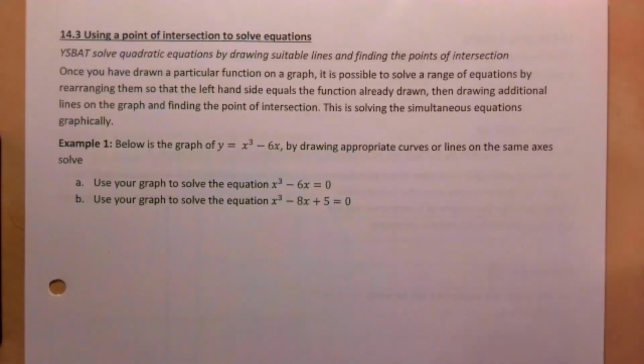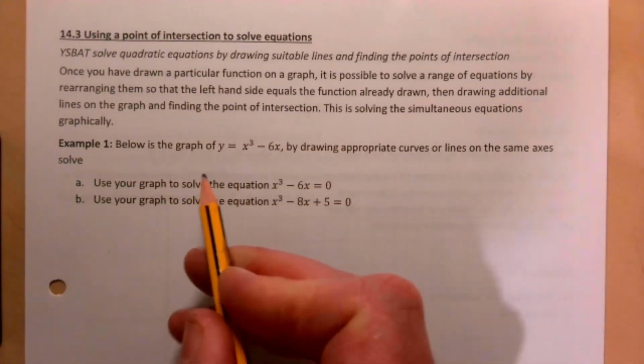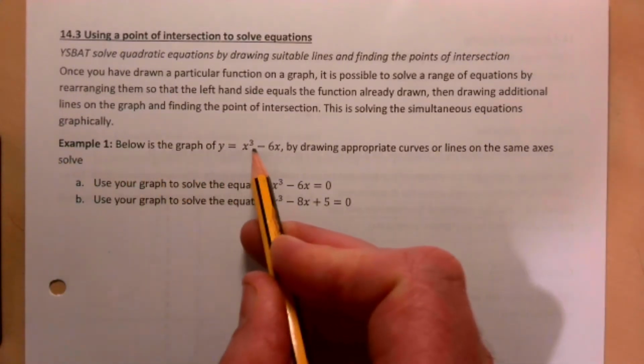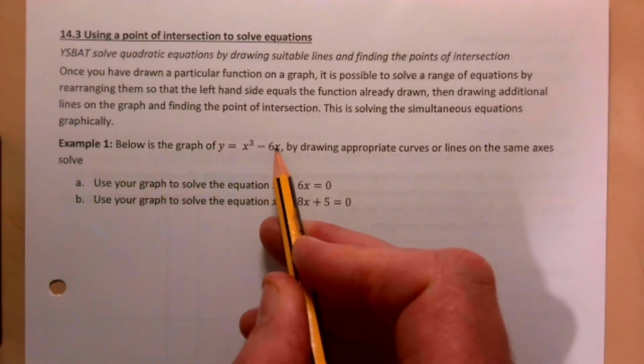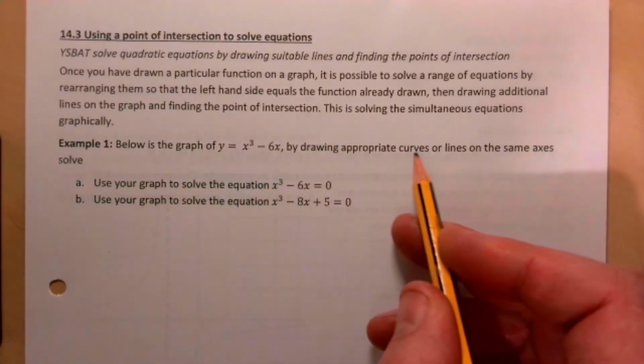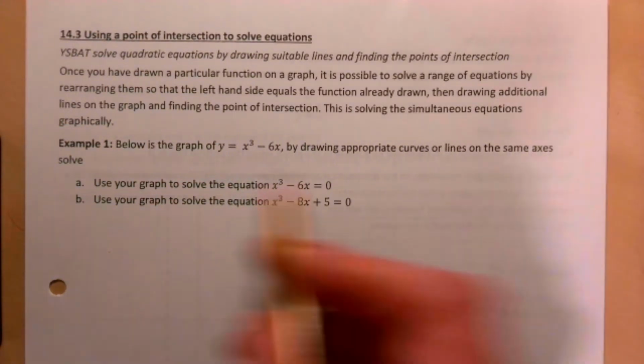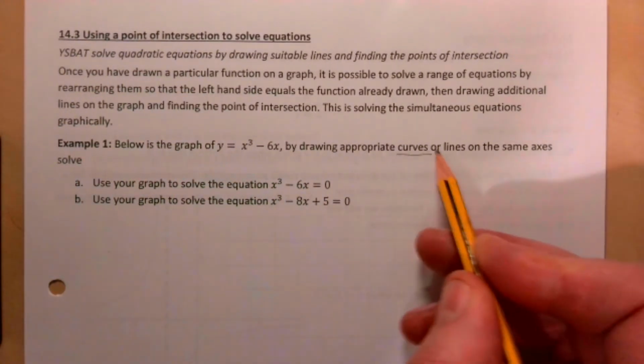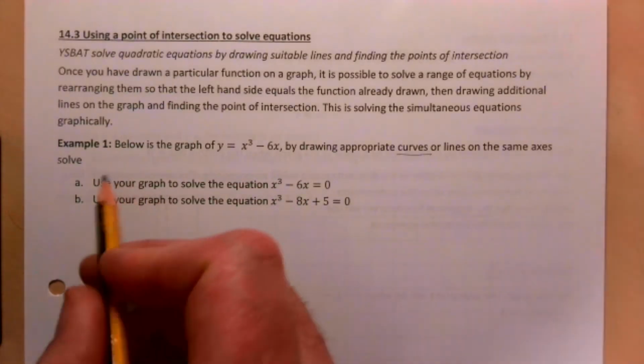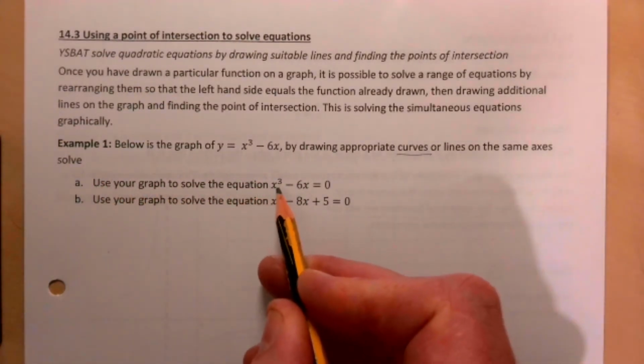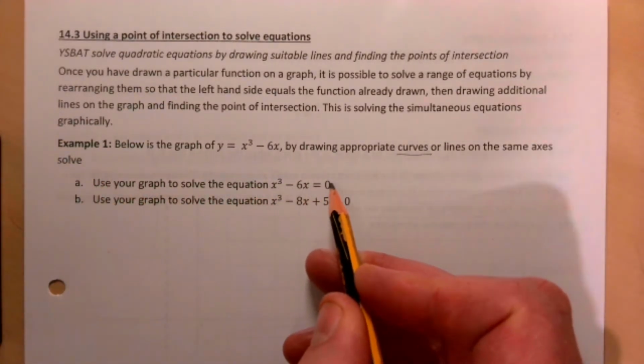Okay, using a point of intersection to solve equations. Below is the graph y equals x cubed minus 6x. By drawing appropriate curves or lines on the same axis solve. You won't be asked to draw a curve, you would just have to draw a line on. Use your graph to solve the equation x cubed minus 6x equals 0.